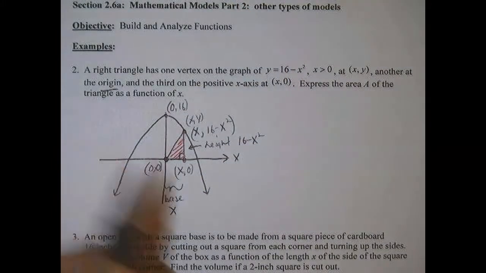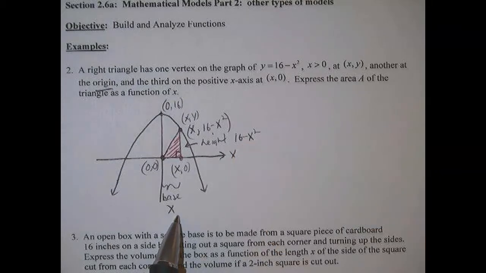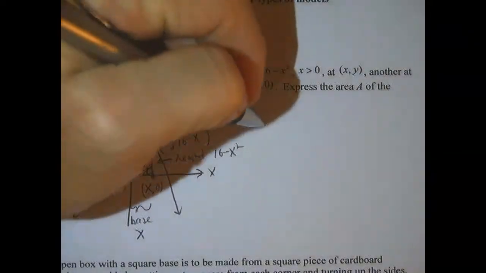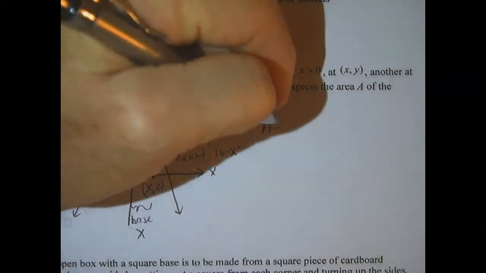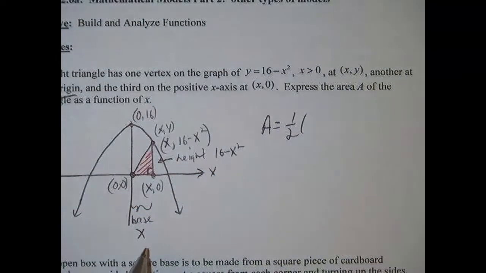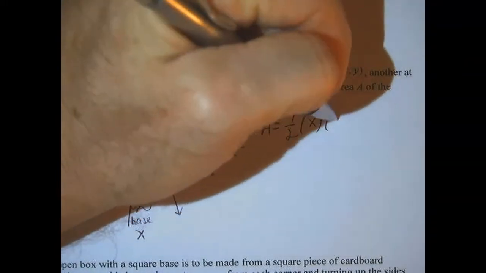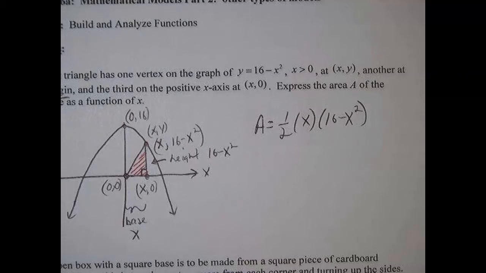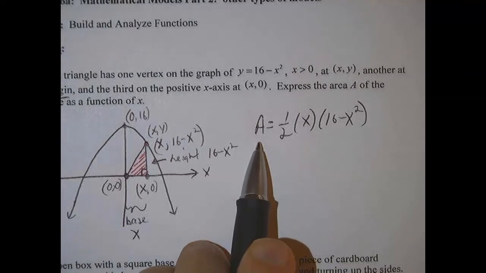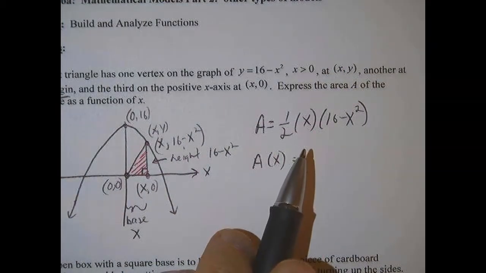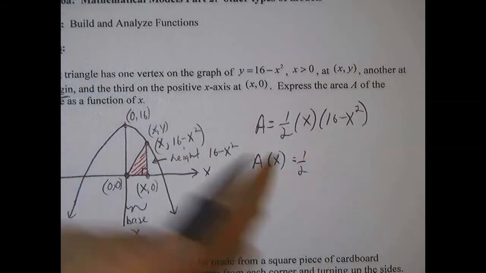So the area is 1/2 of the base times the height. All right, so let's write this down. The area, 1/2 base times height, which is 1/2 of x times 16 minus x squared. And that is the area. We can improve this a little bit. That's the area as a function of x. We can just leave it, or we can multiply it out. May as well multiply it out.